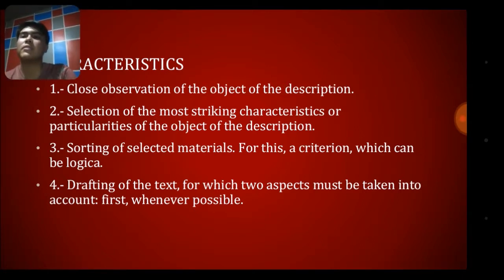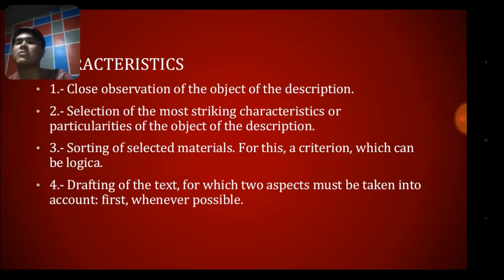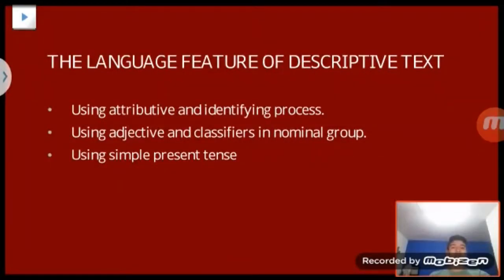Number 4. Drafting the text, for which two aspects must be taken into account. First, whenever possible, it is highly recommended to write a primary draft that, after the relevant revision, gives rise to a final version. The language features of the descriptive text: using attributive and identifying processes.